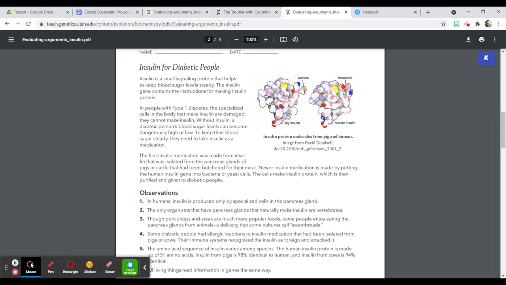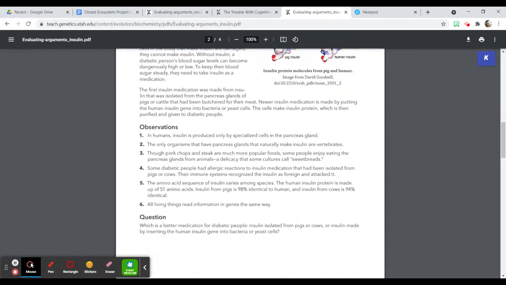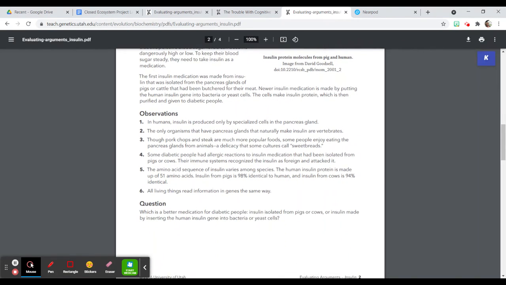The first insulin medication was made from insulin that was isolated from the pancreas glands of pigs or cattle that had been butchered for their meat. Newer insulin medication is made by putting the human insulin gene into bacteria or yeast cells. The cells make insulin protein, which is then purified and given to diabetic people. So here are the observations that the scientists made. 1. In humans, insulin is produced only by specialized cells in the pancreas glands.